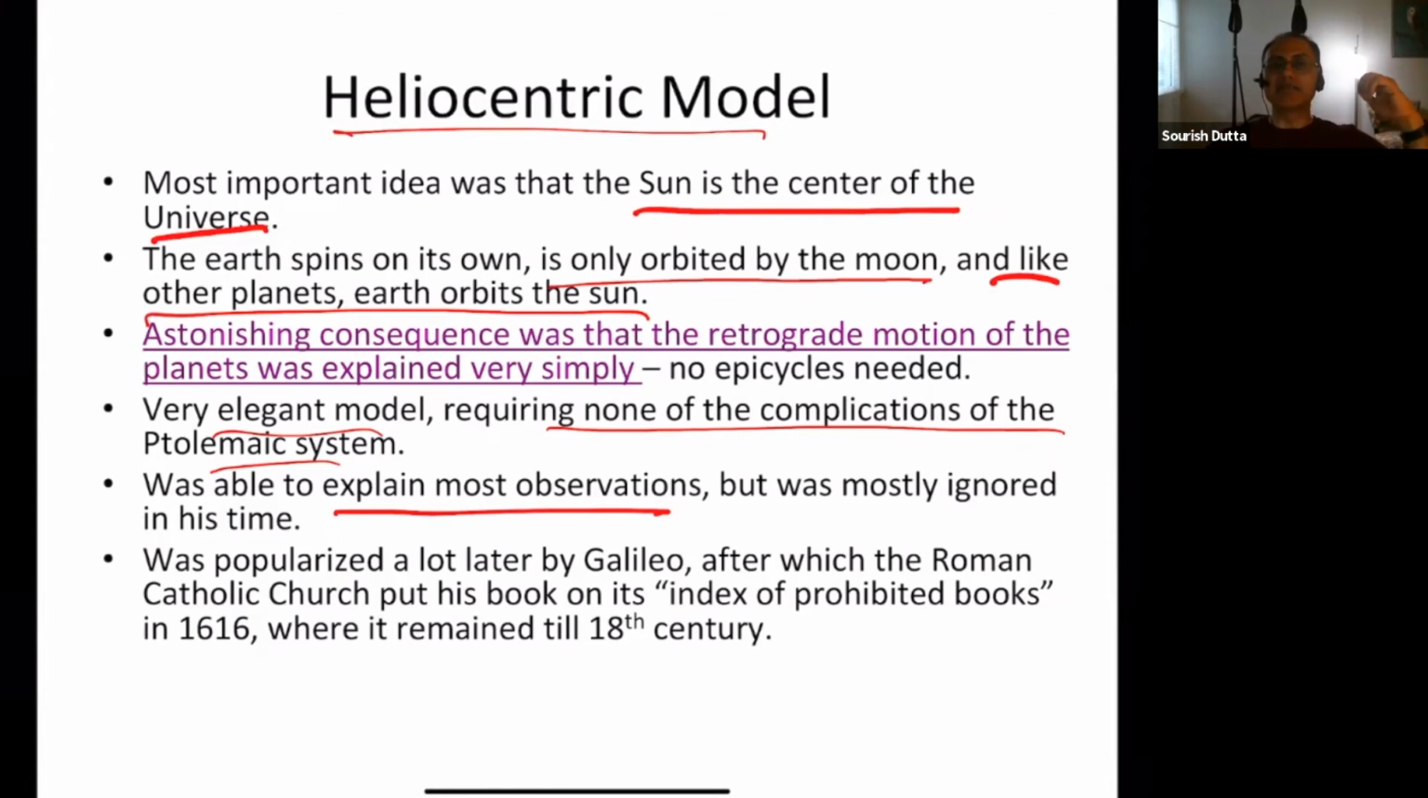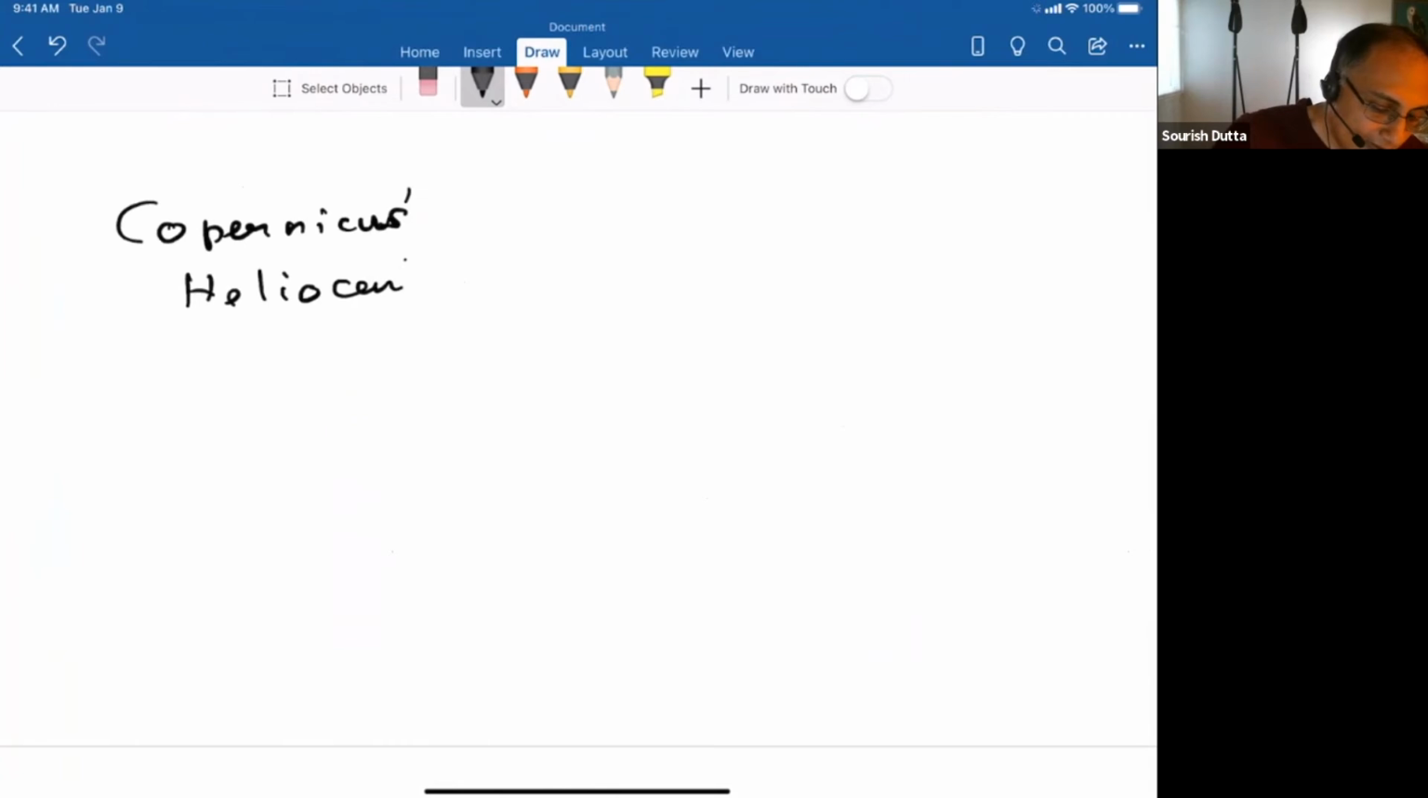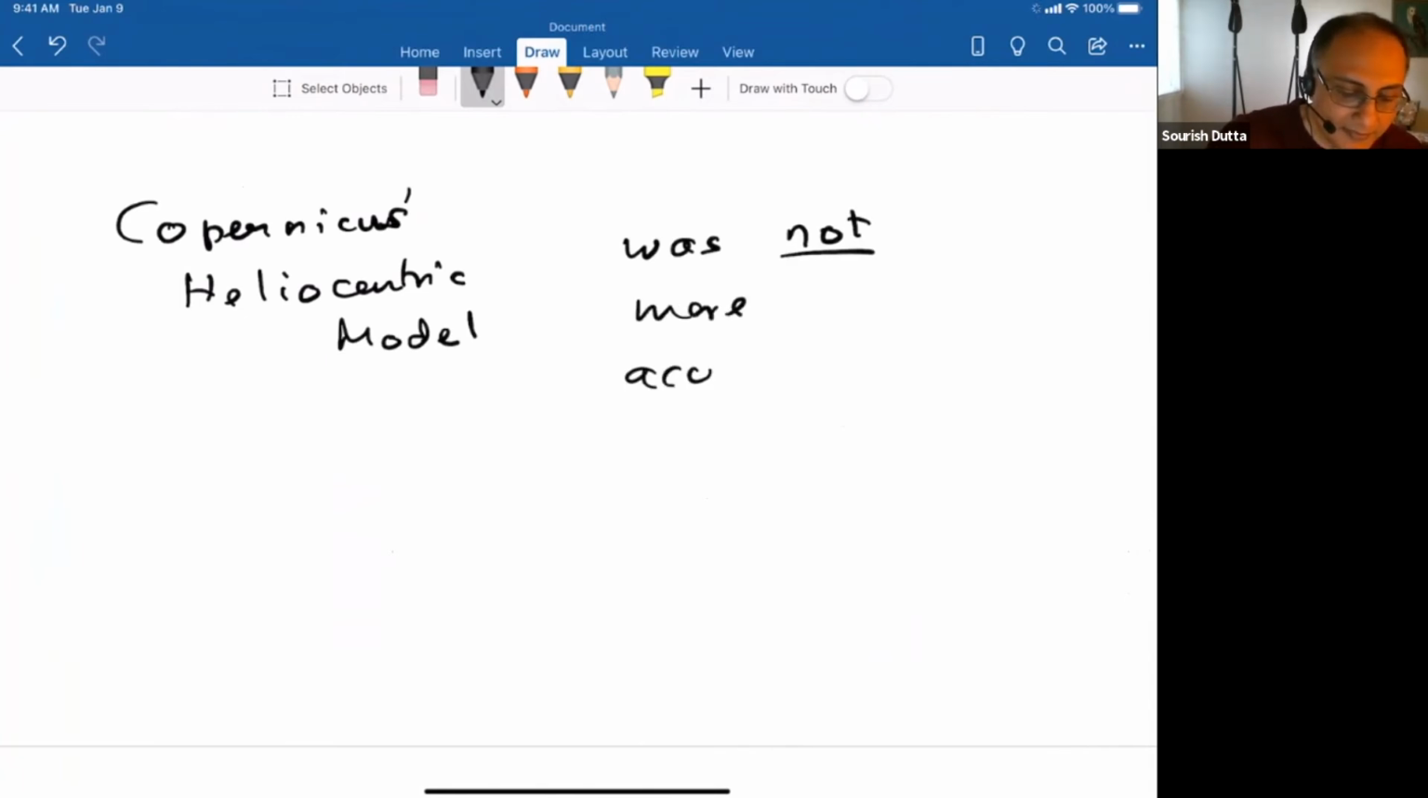So that is one reason people thought that there must be something wrong with Copernicus's model. And maybe it's just an interesting model, but maybe it's not true. The real thing is the Ptolemaic model, which people have believed for so long. And so the important point is that Copernicus's heliocentric model was not more accurate in making predictions than the existing Ptolemaic model.